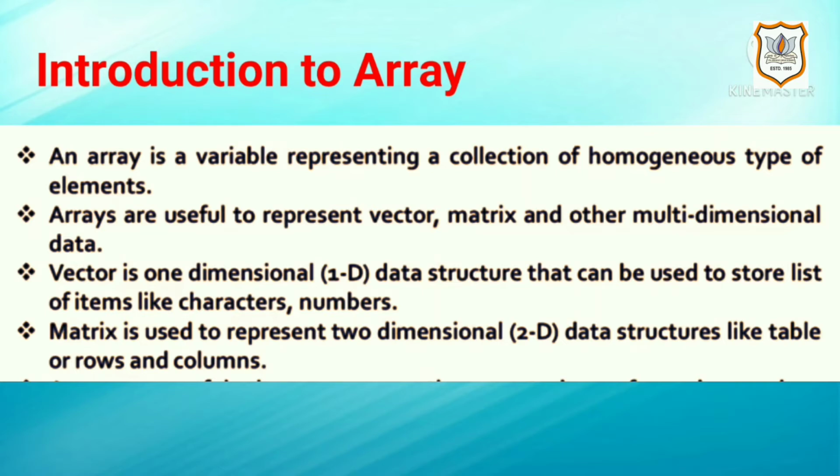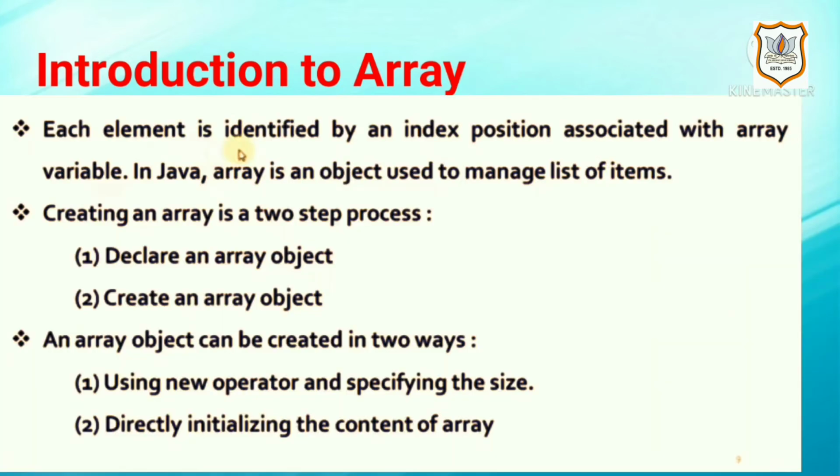Vector is a one-dimensional 1D data structure that can be used to store list of items like characters, numbers. Matrix is used to represent two-dimensional 2D data structure like table of rows and columns. Each element is identified by an index position associated with array variable. In Java, array is an object used to manage list of items.